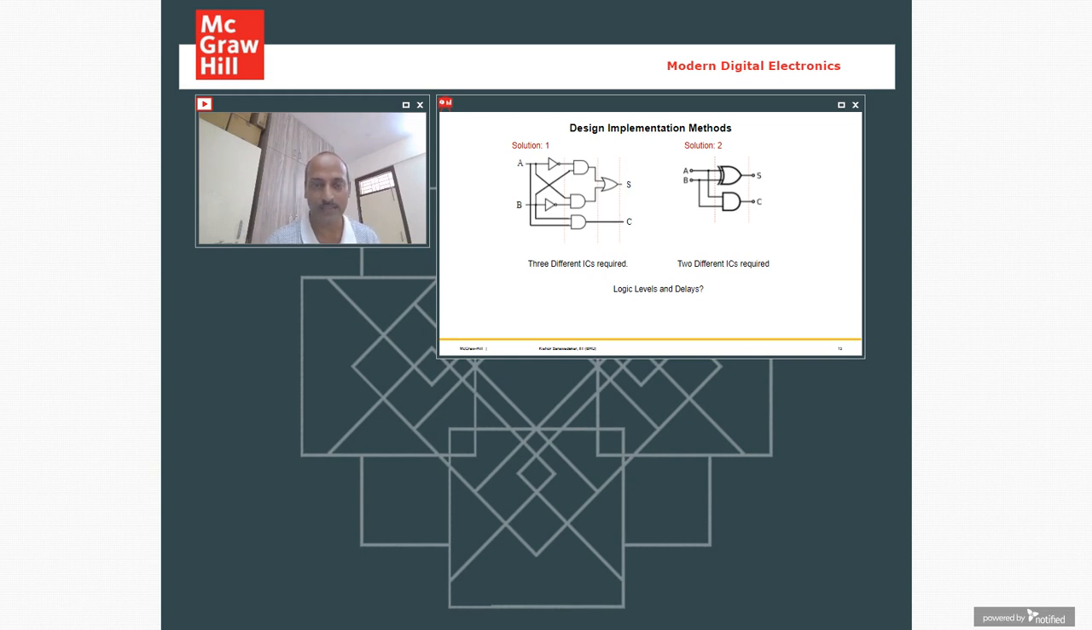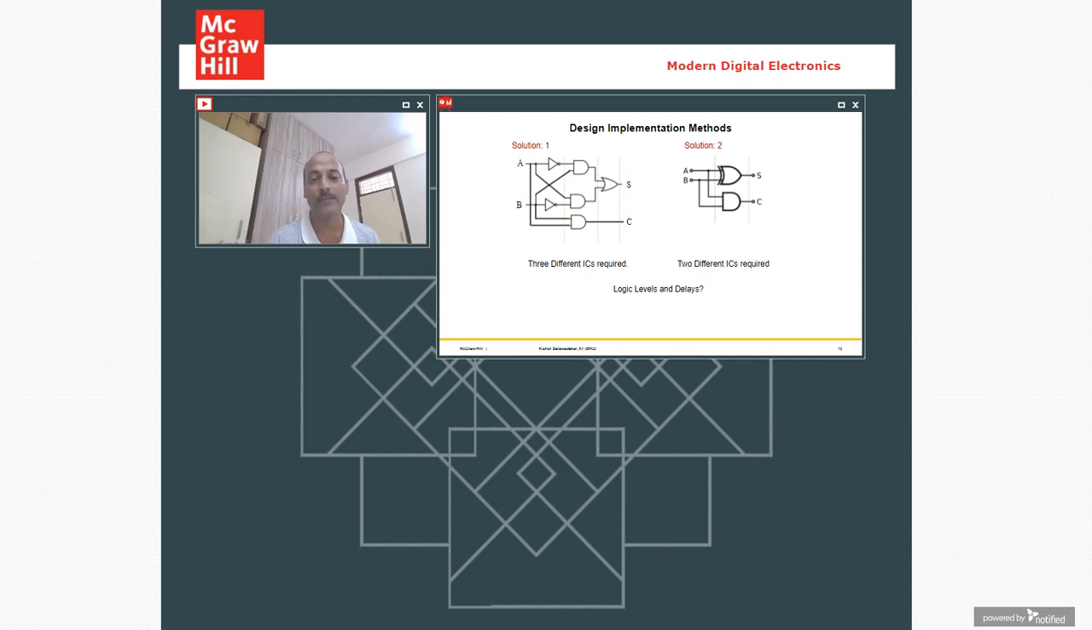If you look at the number of stages here, I am assuming inverted inputs are not available. Usually that is not the case. Usually we assume that inverted inputs are also available. So if we assume inverted inputs are available, then there are two logic levels. Otherwise, there are three logic levels.